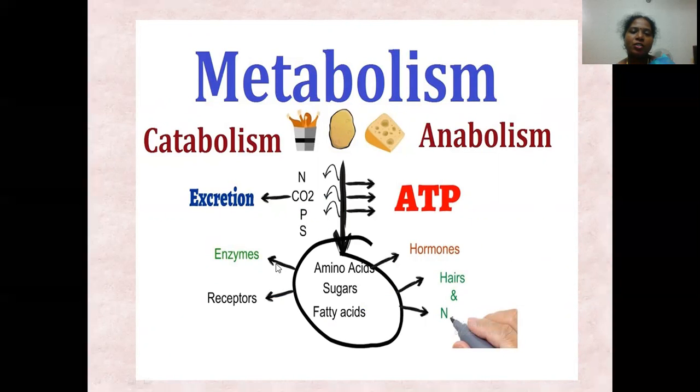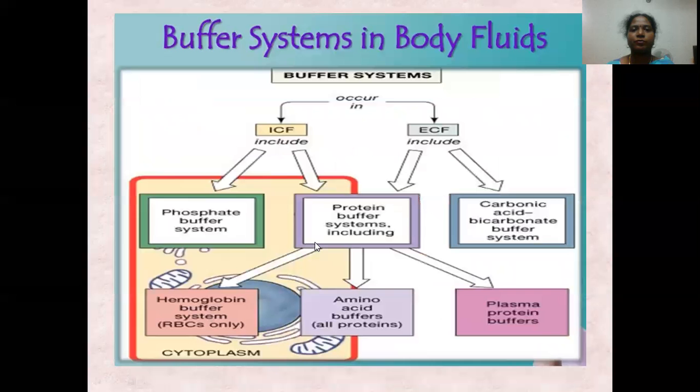And upon degradation, the proteins will be degraded to amino acids, and larger sugar molecules like oligosaccharides or polysaccharides will be catabolized to give you monosaccharides. You also have fatty acids. They'll be catabolized to give you a simple fatty acid or a saturated fatty acid.